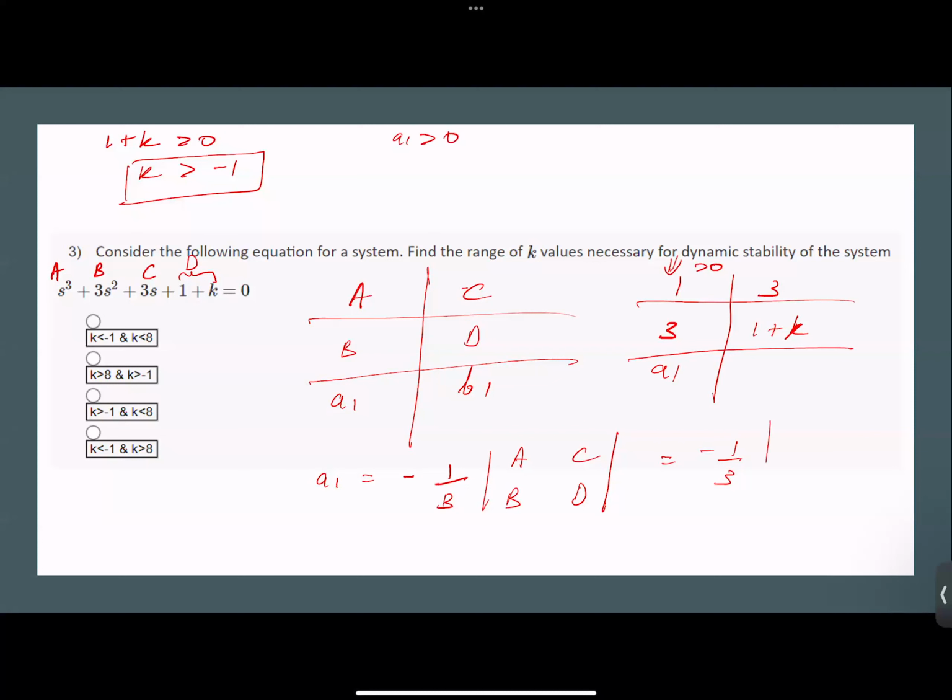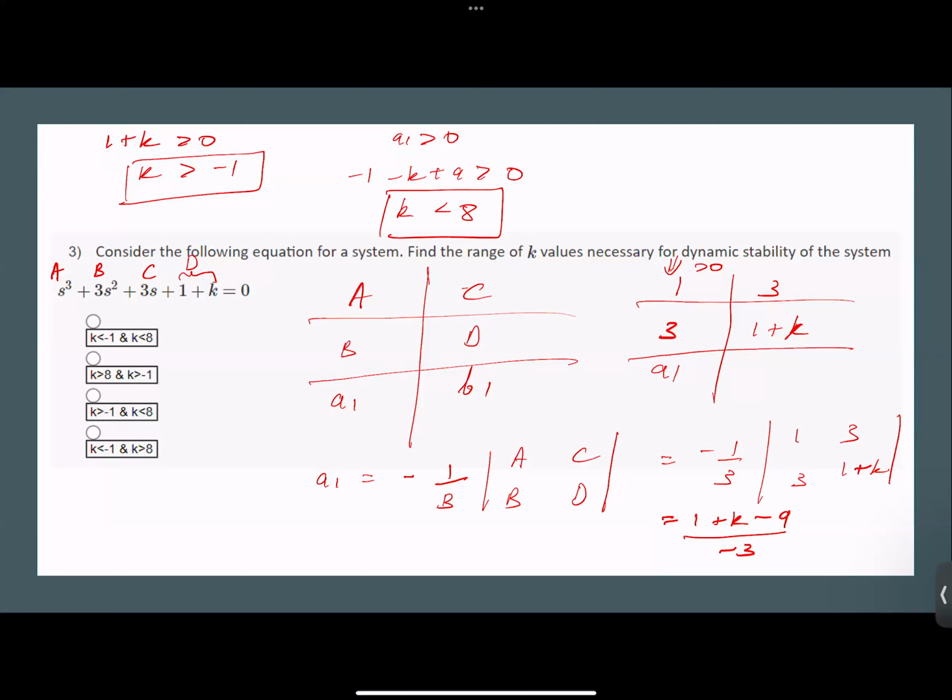So what is A1? We have 1, 3, 3, 1 plus K, which is 1 plus K minus 9 by minus 3. So it is minus 1 minus K plus 9 should be greater than 0. So what do you get? You get K should be less than 8. This is your next condition. Correct? Is this clear? I hope this is clear that the first column of the roots table should be positive, right? So this is how you form the roots table.